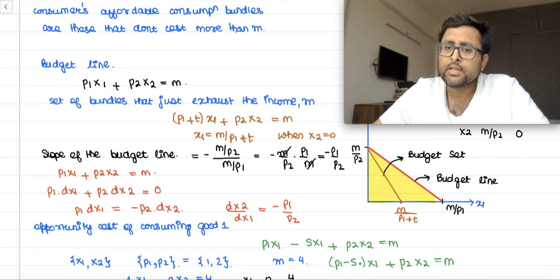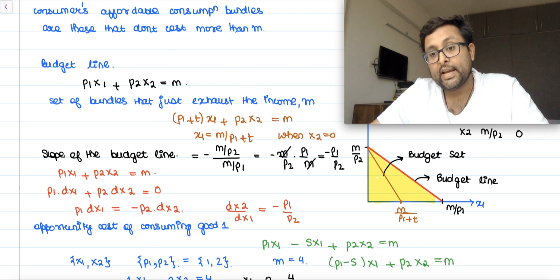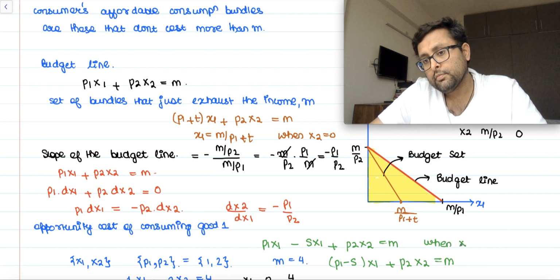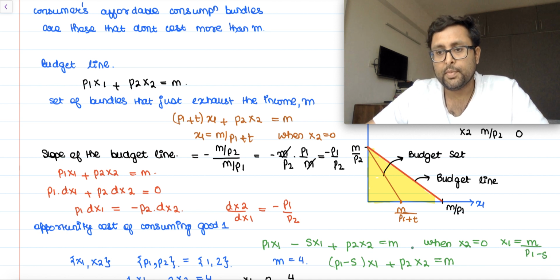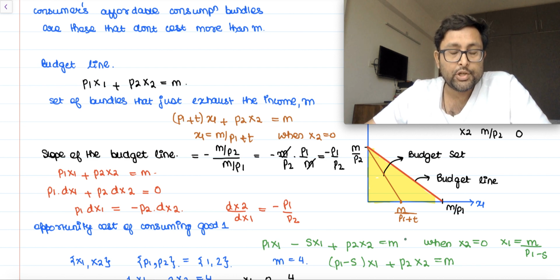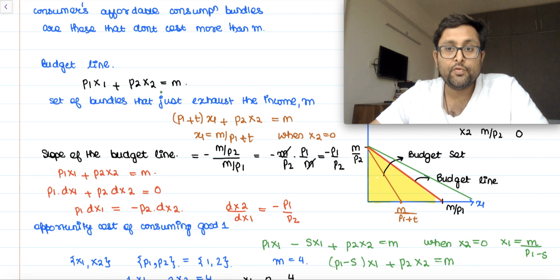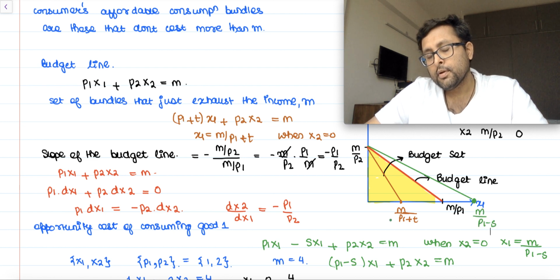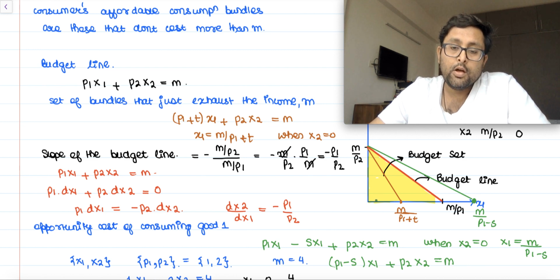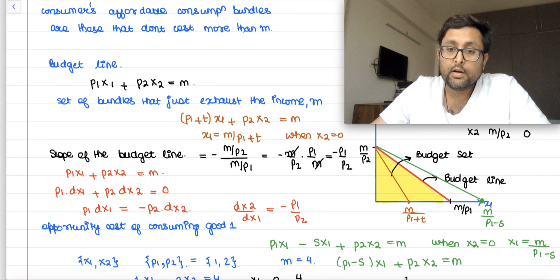Now if you just look at this, there is no change in the intercept for x2, because when x1 is 0, x2 is still M by P2. But when x2 is 0, x1 becomes M upon P1 minus S. So the denominator has reduced, and the entire fraction has increased. What has happened here is that the budget line will pivot outwards, so it becomes like this. This is your M upon P1 minus S. You with me?